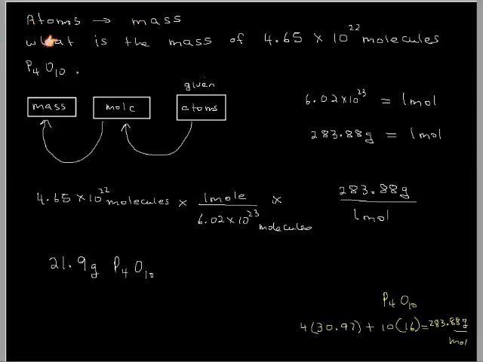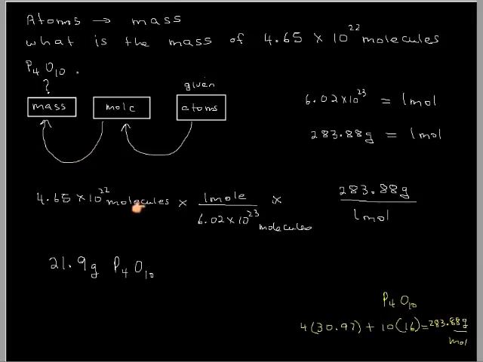Going from atoms to mass. What is the mass of 4.65 times 10 to the 22 molecules of tetraphosphorus decaoxide, P4O10? Again, create your 3 boxes: mass, mole, atoms. Identify your given box. This time, you are given some information on the atoms. What are they looking for? They're looking for mass. This is your question mark. So you're going to go from atoms to moles, and then moles to mass.